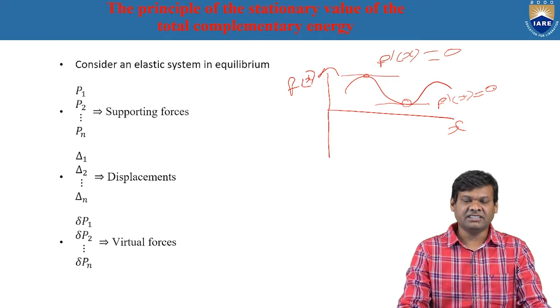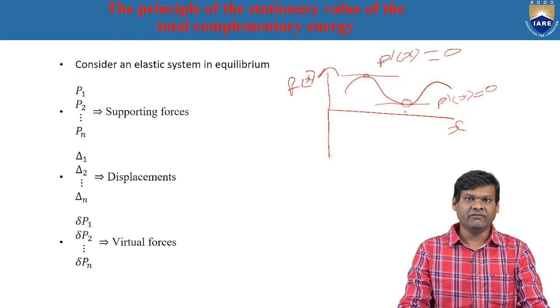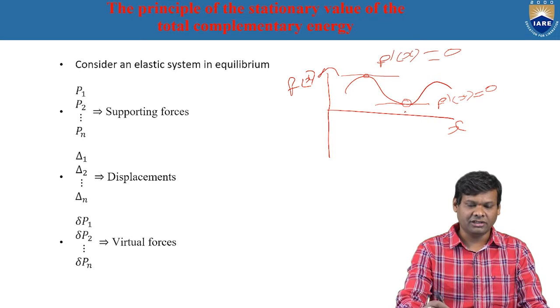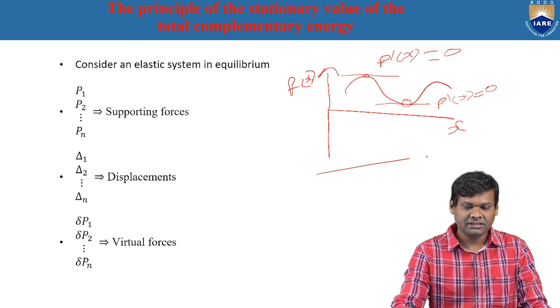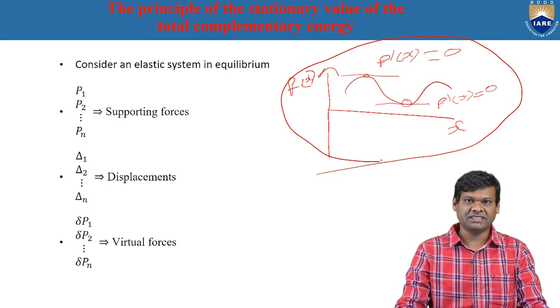That is, the function is neither increasing nor decreasing at that point. Either it is at a local maxima or local minima, and the point is called a stationary point. Similarly, when we have a complementary function for a given loaded system, let us look whether it has a stationary value or not. This is the concept of stationary value for a function f of x. This is a mathematical representation.